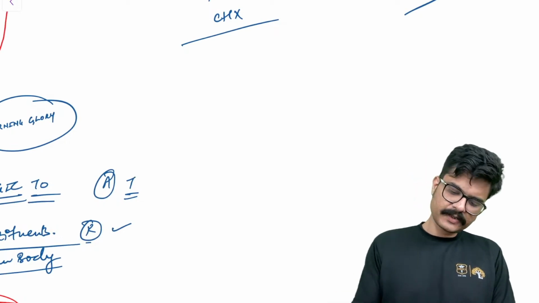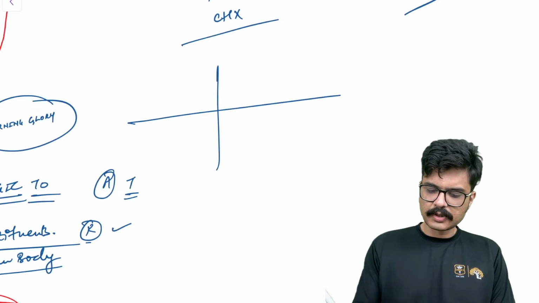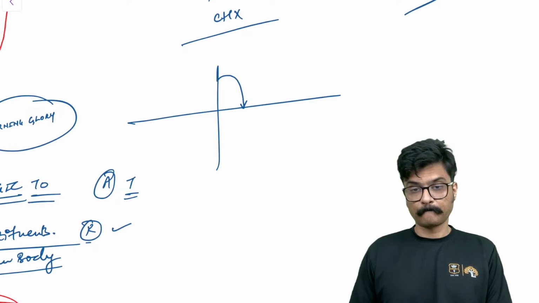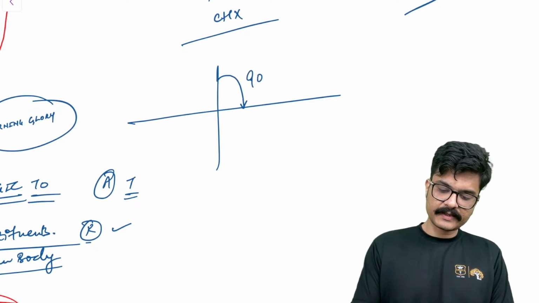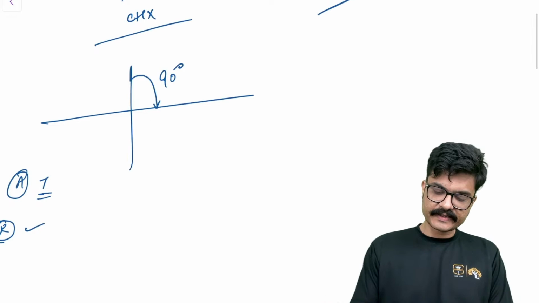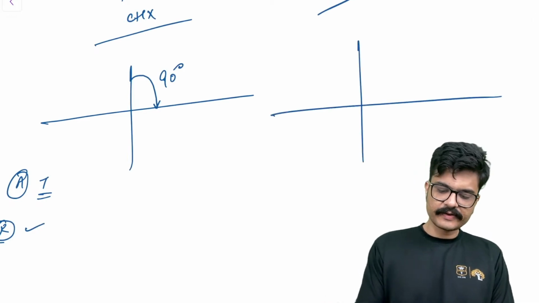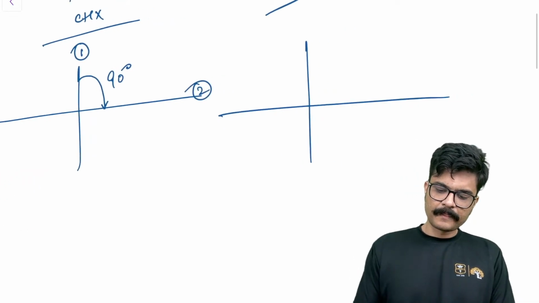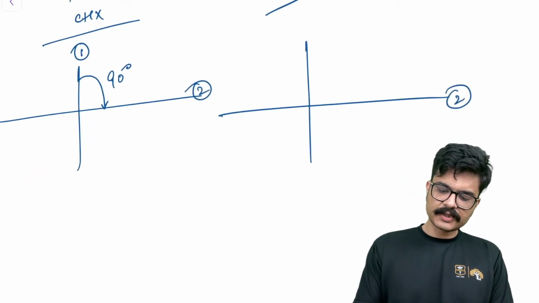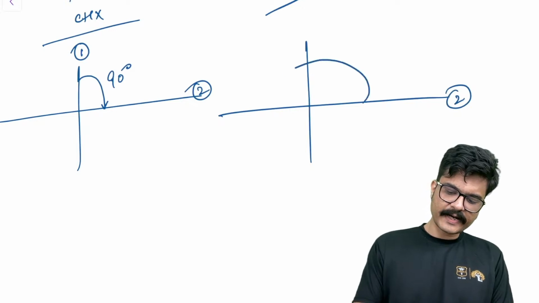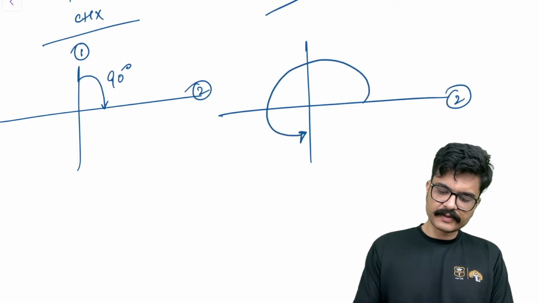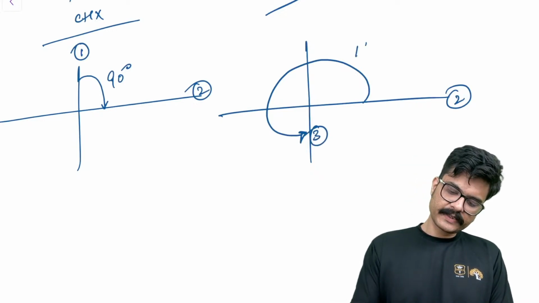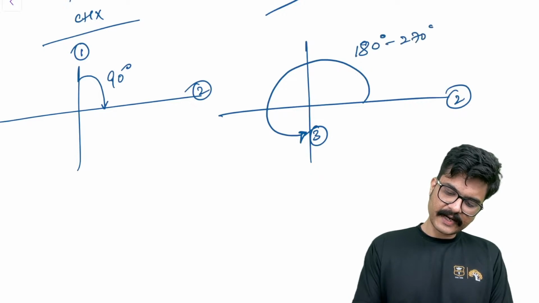So in balanced force technique, the first movement is 90-degree clockwise, right? 90-degree clockwise. Then the second movement is the file. If this is the first position, starting position, this is the second position, right? Now we are starting with the second position. Then the movement is 180 to 270 degrees anti-clockwise, right? So this is my third position. All right. So 180 to 270 degrees anti-clockwise.